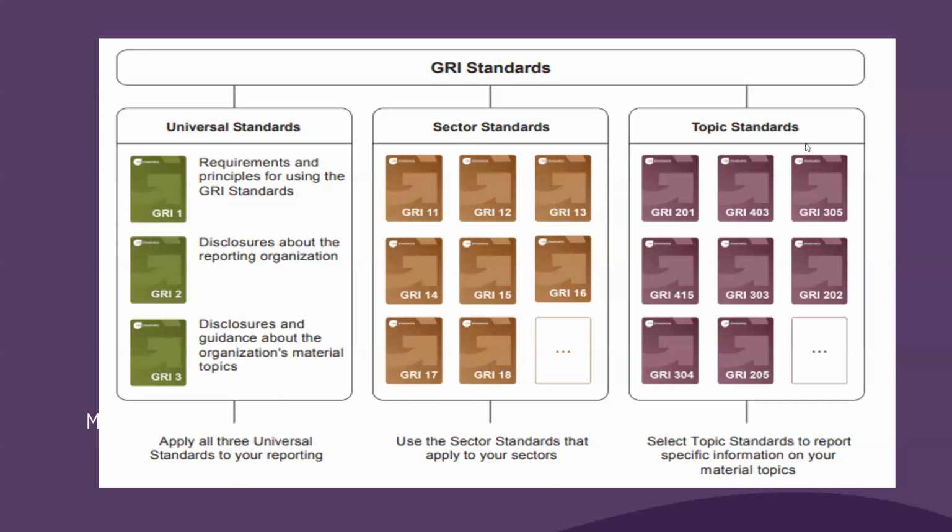And then we have topic standards. So select topic standards to report specific information on your material topics. So class, we have covered this also when we completed our discussion on universal standards. So what are those material topics? Let's classify those, and then based on priority level, we have to look for specific topic standards that will have to be applied in relation to those material topics.